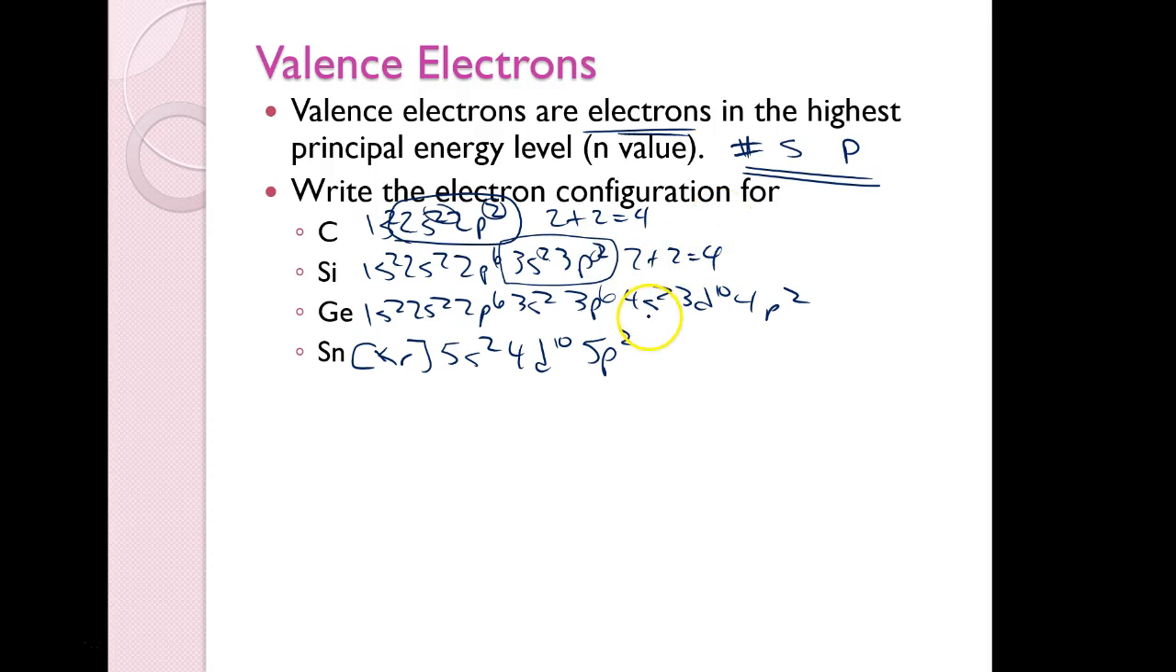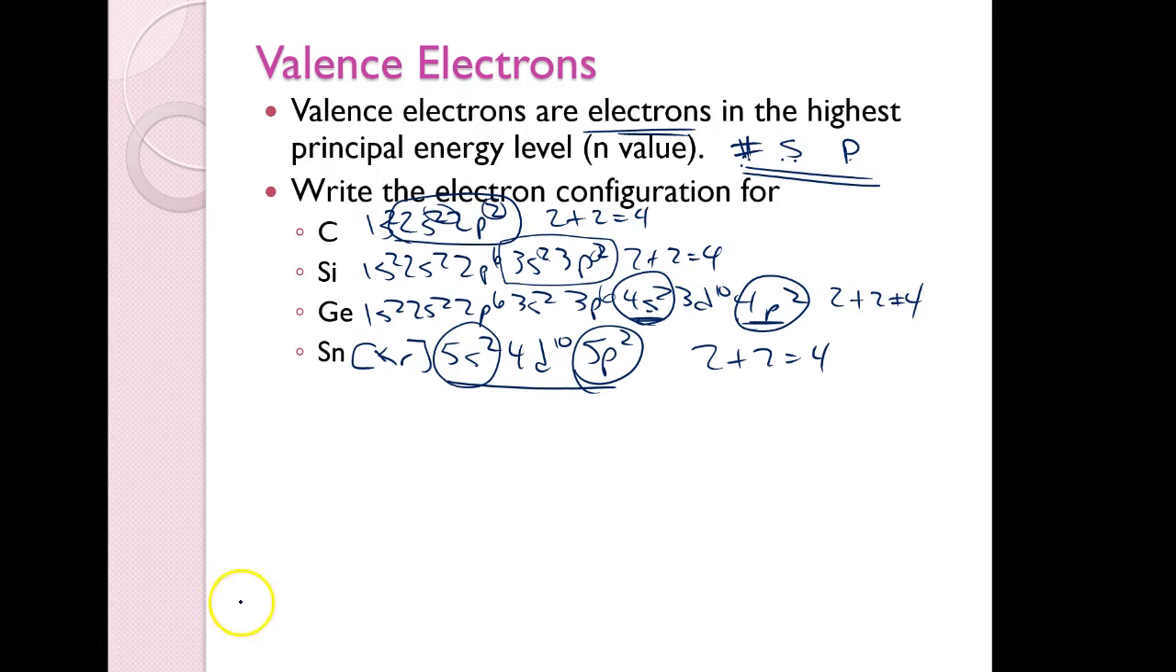If I look at Ge, now Ge is a little tricky because my 4s is here and my 4p is there, separated by the 3d. But I'm just looking at the highest number S and P orbitals, this guy and this guy. So it is still 2 plus 2 equals 4. And then the last one, again, even if I do it the short way, I still get my highest number S and P's written out. 2 plus 2 equals 4. And all four of those elements have 4 valence electrons. That's the number of valence electrons each one has.